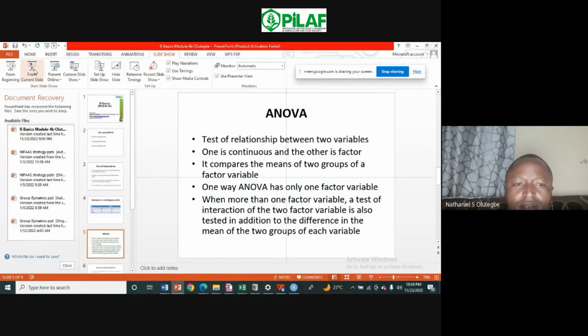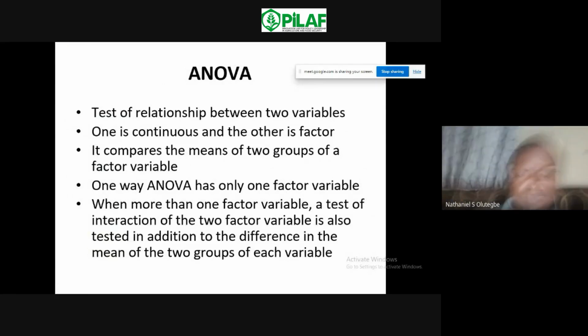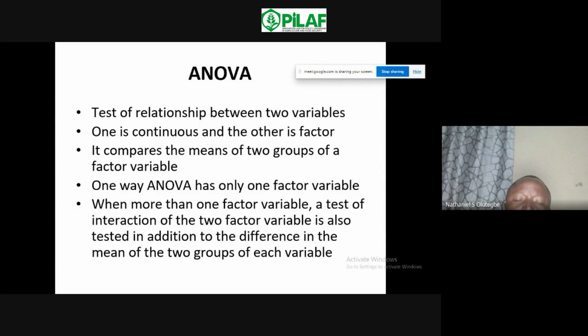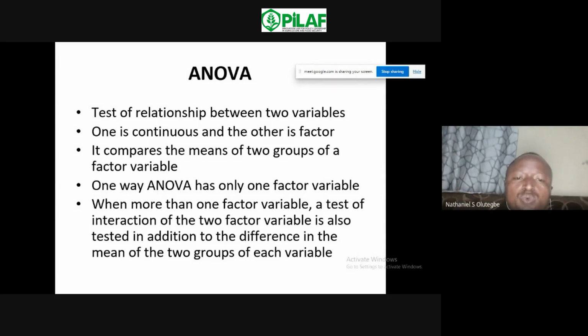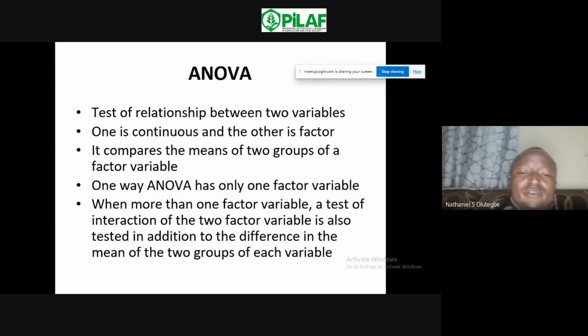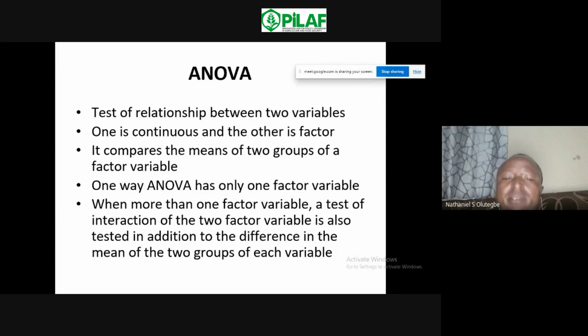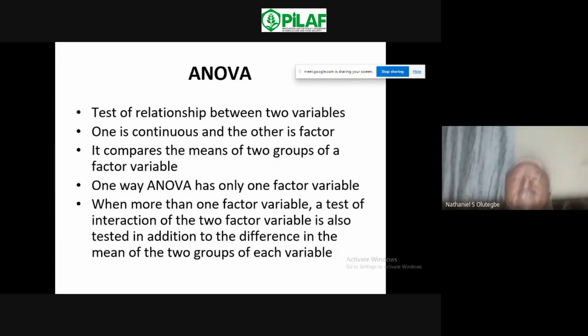Okay, so ANOVA. ANOVA is another very interesting topic, and of course, some people will say it tests for difference, others will say it tests for relationship. It depends on how you are trying to interpret exactly what is being done. You can use the two terminologies. For example, ANOVA has been defined to be used to test the relationship between two variables. But when you are testing the relationship between two variables, one must be continuous and the other must be a factor. Essentially, what you are doing is comparing the means of the groups of that factor variable. Let me give an example.